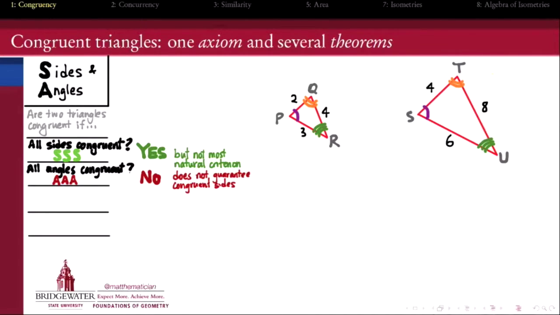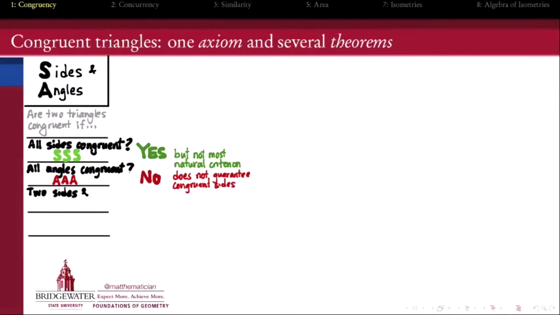So AAA is not, in fact, a criterion for congruence at all. All right, so what about mixing angles and sides? There are 2 different ways to do that. One of them is to pick 2 sides and 1 angle.